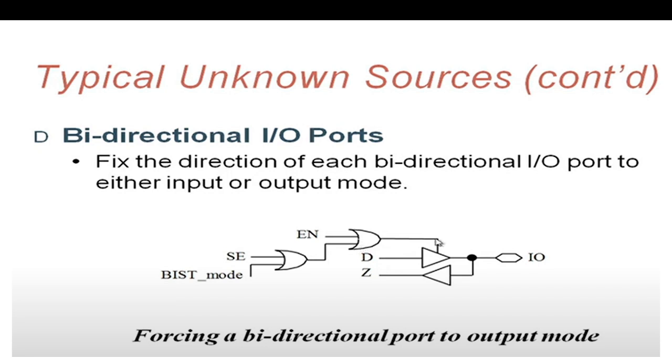Bidirectional IO ports. So this is a bidirectional IO port. Now we want to fix the direction of the bidirectional port. So we are in the BIST mode. Say scan label is 1, or whatever the scan label is. This will be 1. This being 1 means we enable this, so that we have fixed the direction to be this direction. Similar circuitry can be added here to fix it from output to input also.